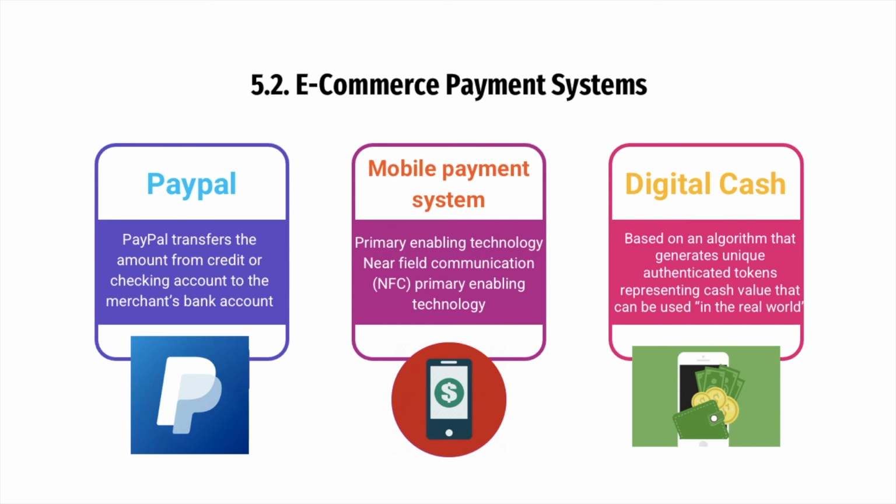The mobile payment system has NFC as its primary enabling technology, whereby consumers can swipe their NFC-equipped phone near a merchant reader to pay for purchases. And the last one is digital cash, based on an algorithm that generates unique authenticated tokens representing cash value that can be used in the real world.